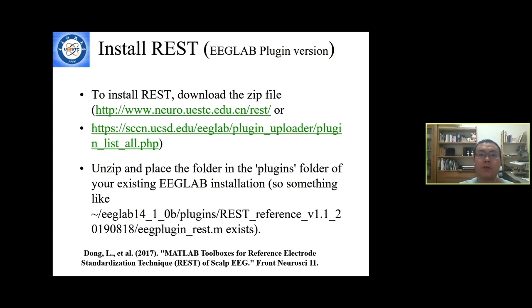First, I will introduce how to use the EEGLAB plugin variant of REST. To install REST, you can download the zip file from the REST website using this link, or download the toolbox from the EEGLAB plugin website, and then unzip and place the folder in the plugins folder of your existing EEGLAB installation. So something like the EEGLAB plugins folder, the REST reference, and the EEG plugin REST .m file exists.